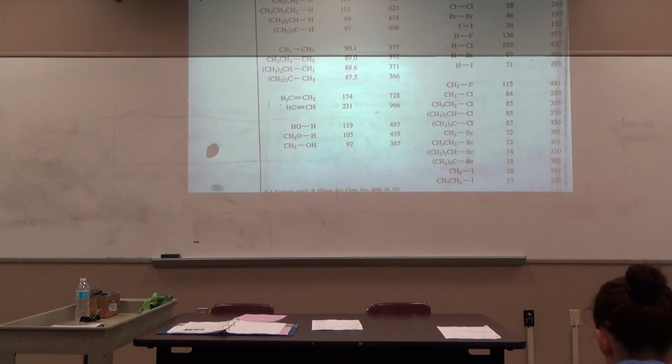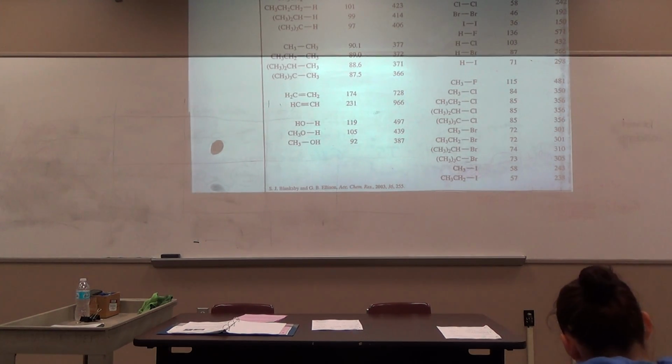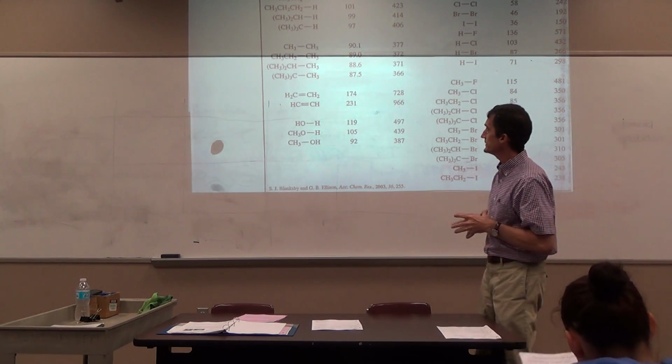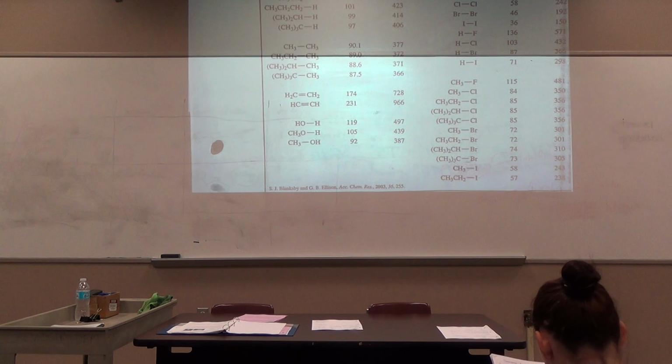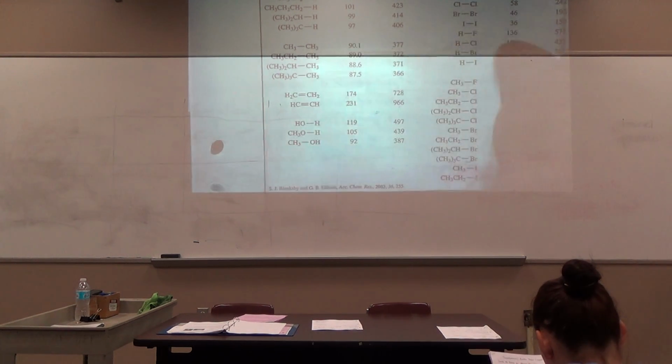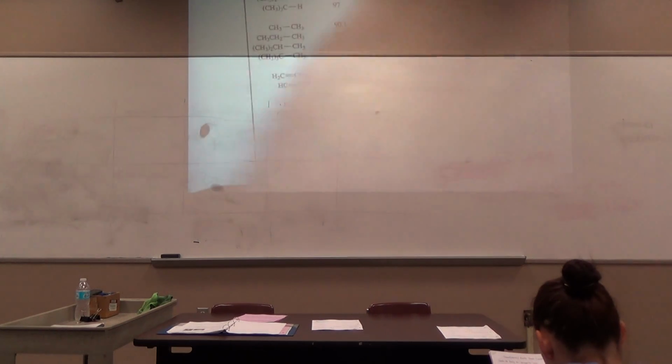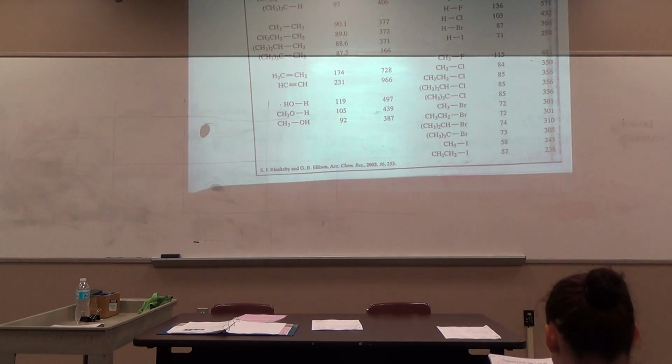Big table of bond strengths. Bond strengths are also known as, basically, the amount of energy required to break the bond. Sometimes called bond dissociation energy, BDE. We'll be using some of those numbers. You do not have to memorize all those numbers. The table will be supplied.